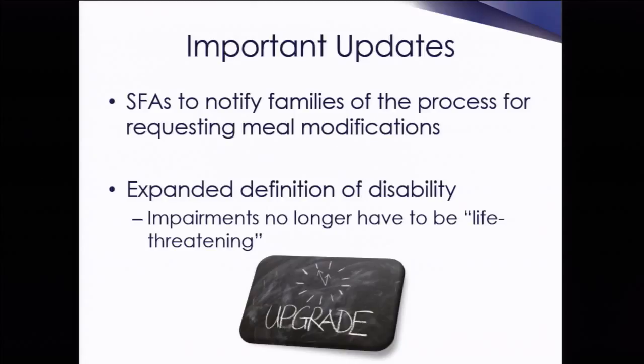The second main point focuses on the definition of disability. Policy memos prior to the 2017 guidance focused on accommodating for students that had a life-threatening disability. But the definition of disability has been expanded and no longer needs to be life-threatening in order for SFAs to make modifications. It is expected that most requests be accommodated as long as the need is based on a mental or physical impairment. These updates will be important to keep in mind as we continue through this training.